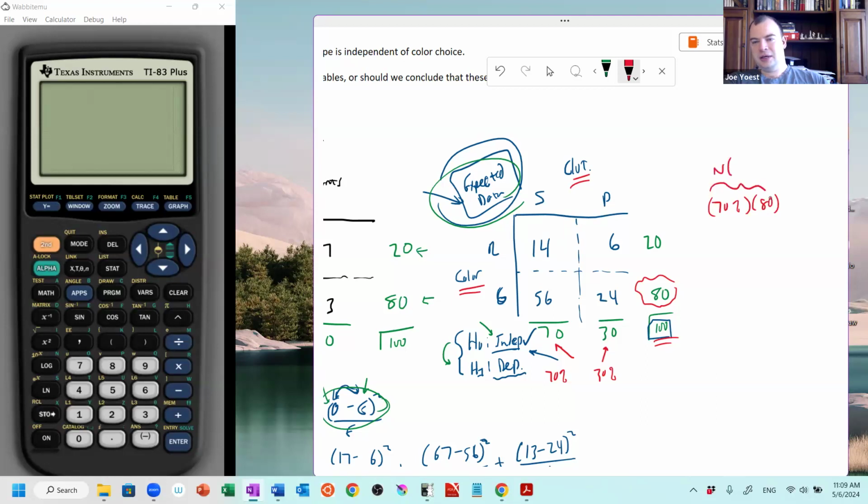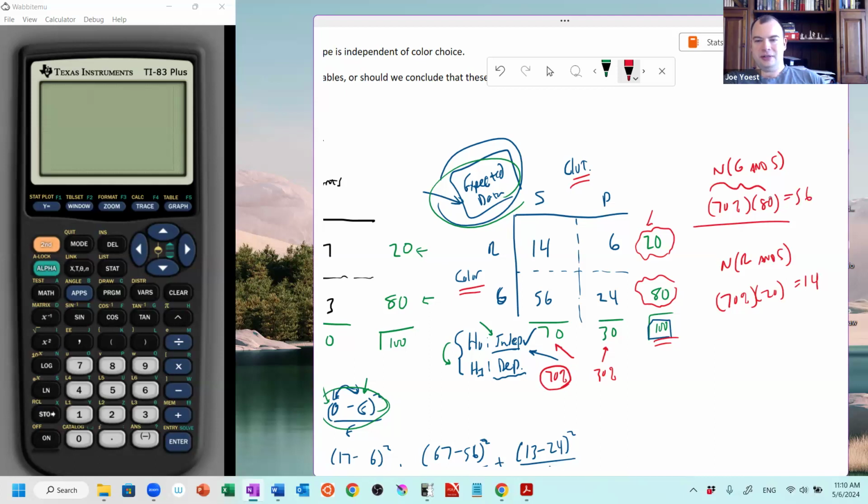This is the number of green shirts that I would expect. 70% of 80 is 56, or the one that you particularly asked for was the red shirts, the 14. Same idea here, the number of red and shirt. Well, if these are independent, then I should have 70% of 20 being red shirts, and 70% of 20, that's my 14, that's my 56.